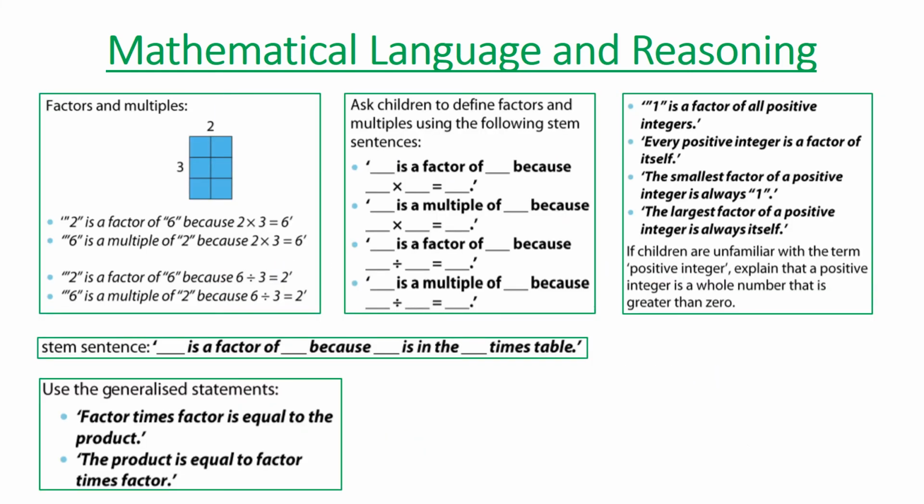Within Teaching for Mastery, we use STEM sentences and generalisations to support the children with articulating their mathematical reasoning. Here are some examples that can be explored at home to support the children with deepening their understanding of times tables. Let's have a look at the generalisations at the bottom left of your screen. Factor times factor is equal to the product, or if we vary the position of the equal symbol, the product is equal to factor times factor.